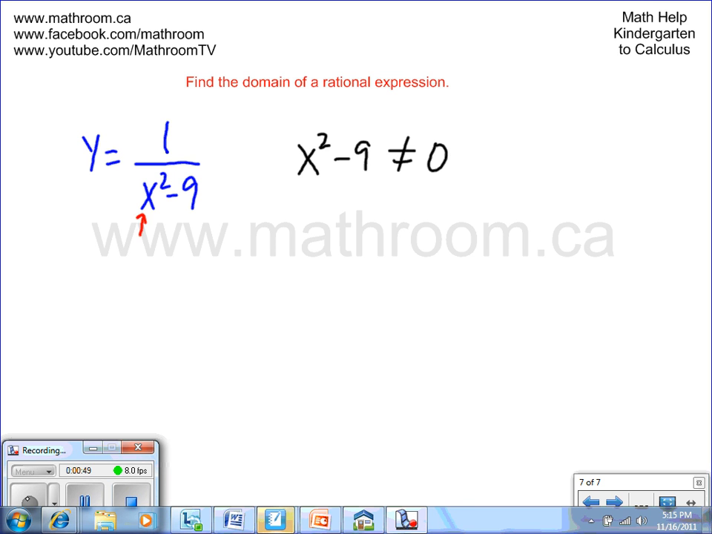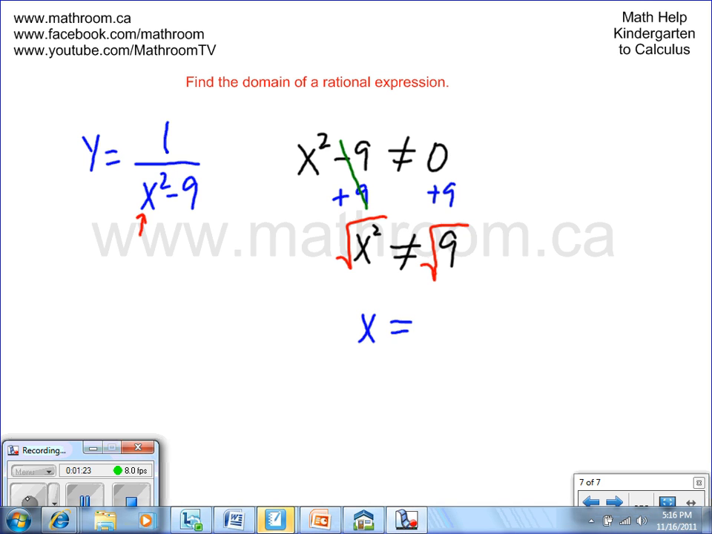So we want to isolate x here, so we're going to add 9 to both sides. 9 minus 9 is 0, so these cancel out. And now we have x squared cannot equal 9. But we don't want to know what x squared cannot be. We want to know what x cannot be. So we're going to take the square root of both sides. The square root of x squared is x.